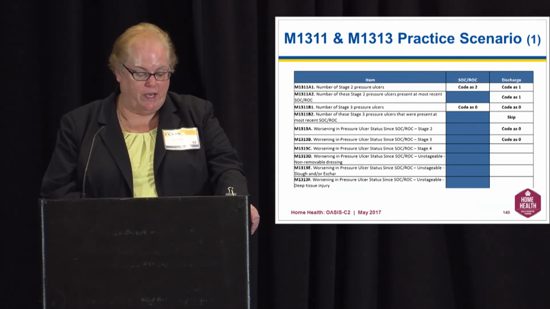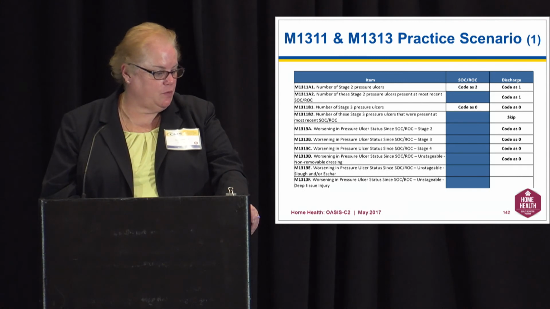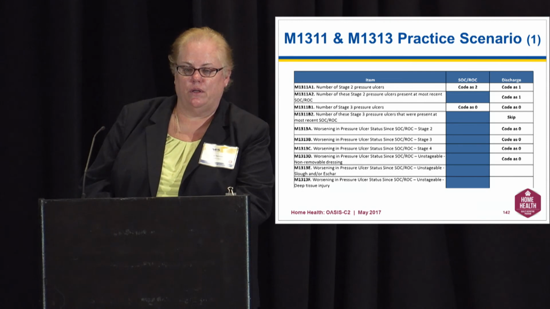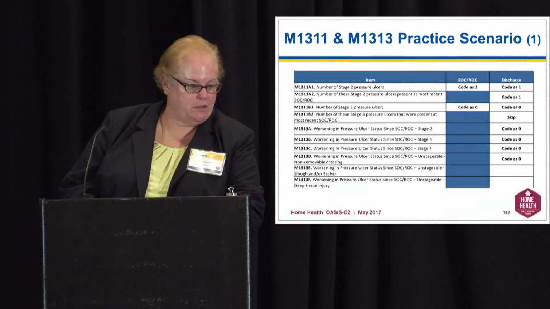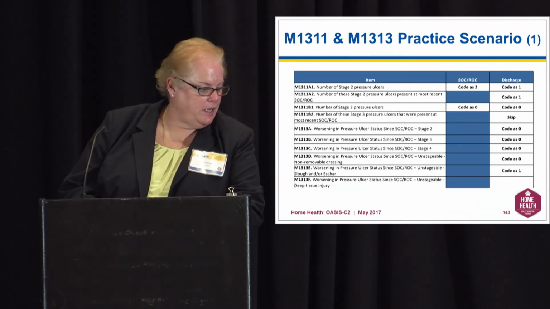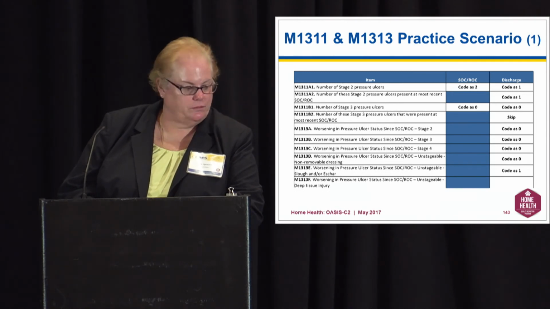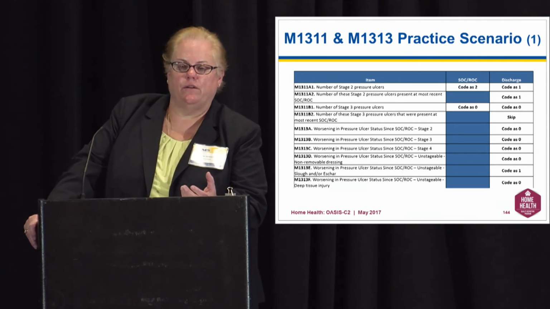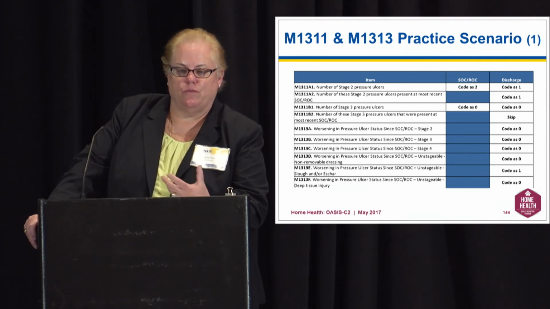So in stage 3, we have 0, right? And then stage 4, we have 0. And the unstageable, due to non-removable dressing, is 0, right? How about for eschar? 1, okay? And then worsening in pressure ulcer status since the sock rock, unstageable, due to deep tissue injury, 0. So what ends up happening? On discharge, she has eschar on that heel. So until that eschar is removed, right, we don't know what stage it is. We don't know what it is.